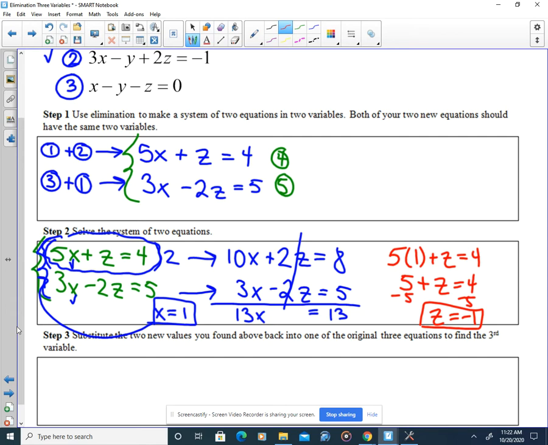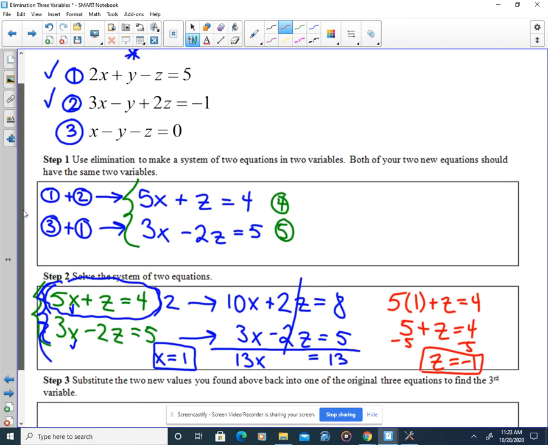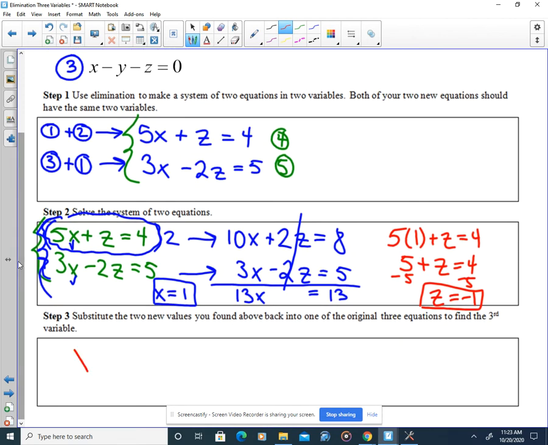Okay, so now we're on step 3. Step 3 says take the two new values that you found and plug them back into one of the original equations. So it doesn't matter which one we use. Let's see which one I want to use here. Let's use equation 3. Equation 3 is x minus y minus z equals 0. We know what x is. X is 1. So substitute 1 in for x. We are looking for y, so leave y alone. And z is -1. So we got minus -1 here.